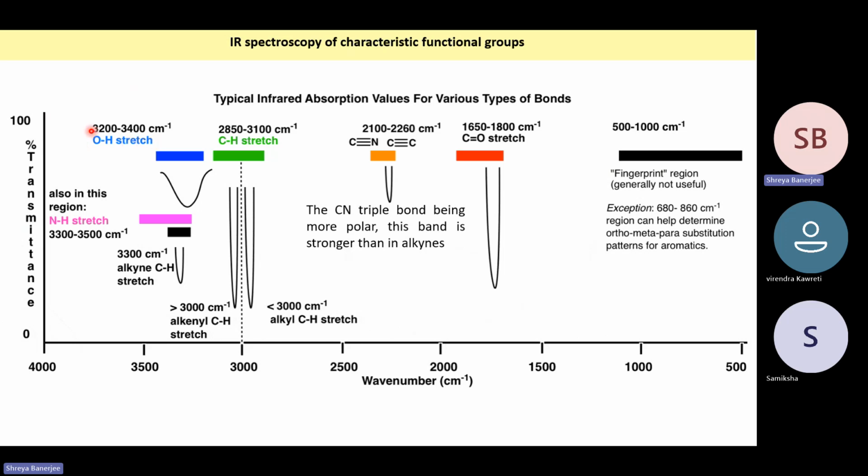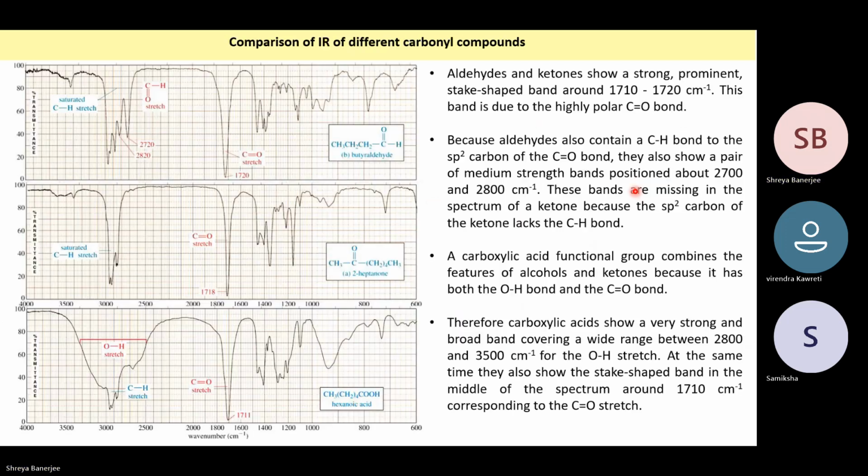OH is coming around 3200 to 3400. So depending on the peaks that are observed, we can predict which functional groups are present in our molecule. And so you can see here, this is an aldehyde. Aldehyde will have C double bond O stretch and CH stretch. Ketone will have only C double bond O stretch, because the sp2 CH is not present in the ketone. And the carboxylic acid will have C double bond O, but it will also have OH.